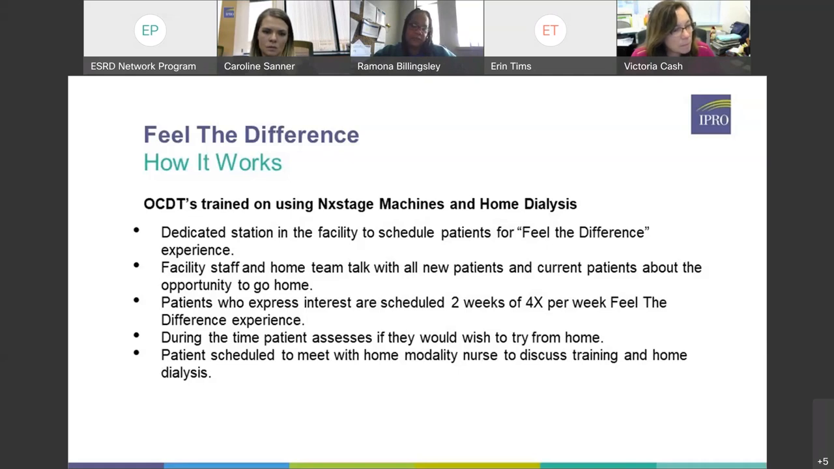With the initial conversation with the patient, we let them know, hey, can you give me 2 weeks? It's 2 weeks where they will commit to coming in 4 times a week. So we're adding a day to them. And as I discussed earlier, you've got to figure out transportation because we are adding an extra day. How we did it here is Monday, Wednesday, Friday, and Saturday. We did it that way so that they wouldn't become fluid overloaded before they had to come back to us.